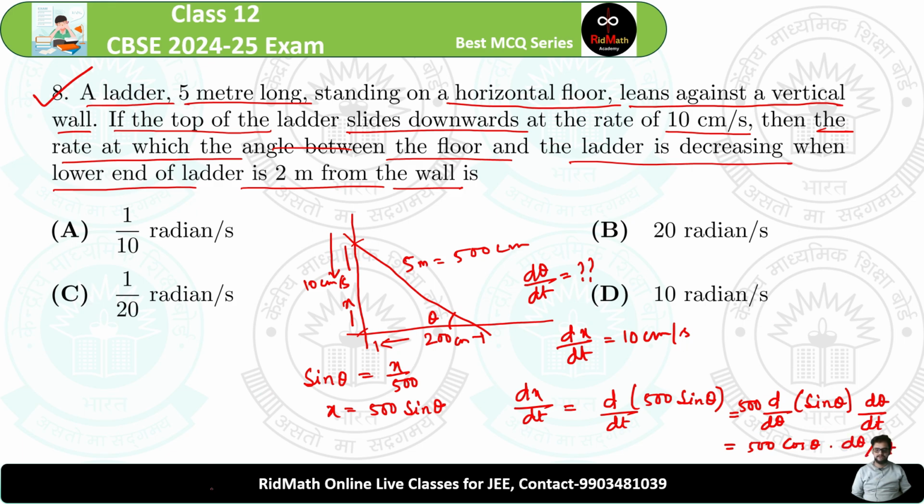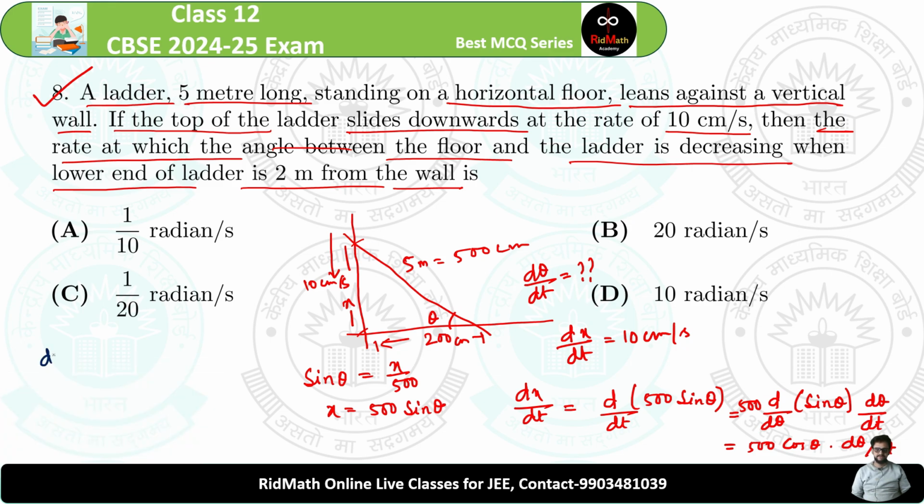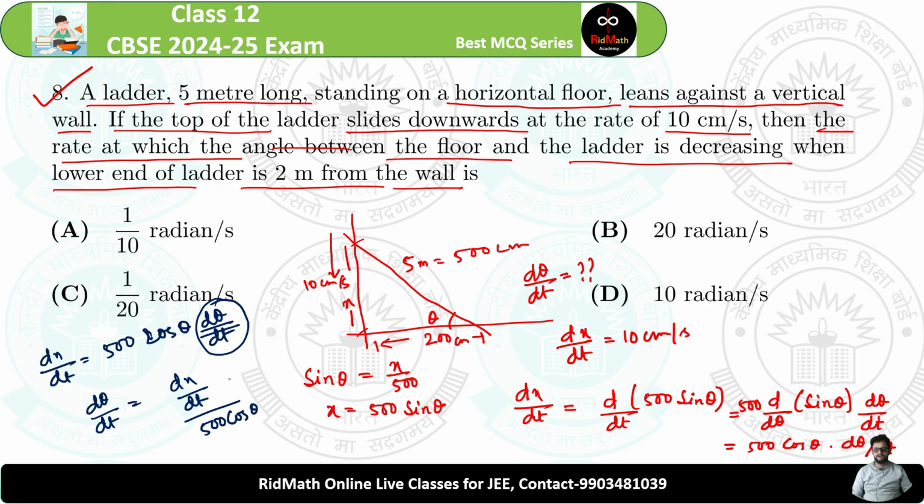Now writing in the left hand side, dx by dt is equal to 500 cos theta into d theta by dt. We have to find this quantity. That means d theta by dt is equal to dx by dt divided by 500 cos theta. What is dx by dt? This is 10 divided by 500 into cos theta.